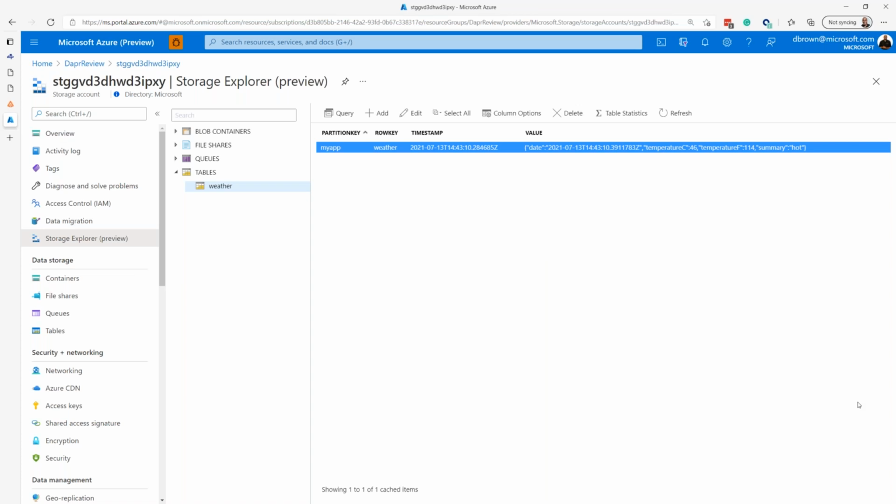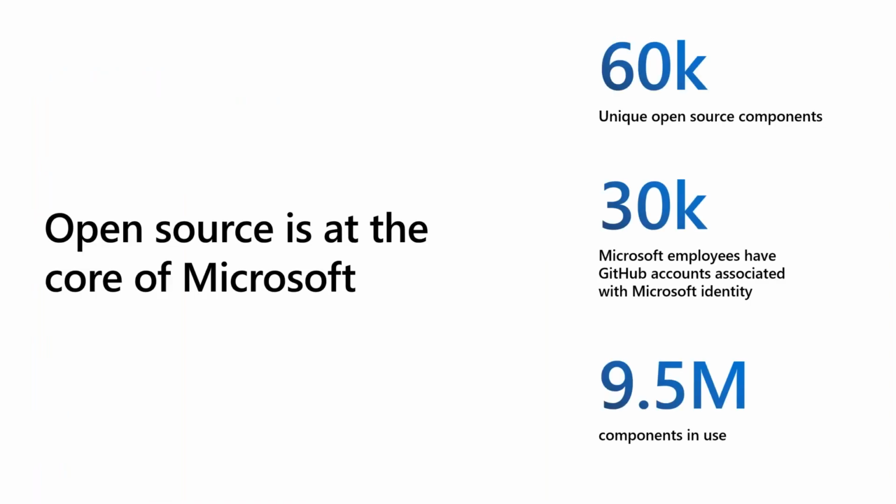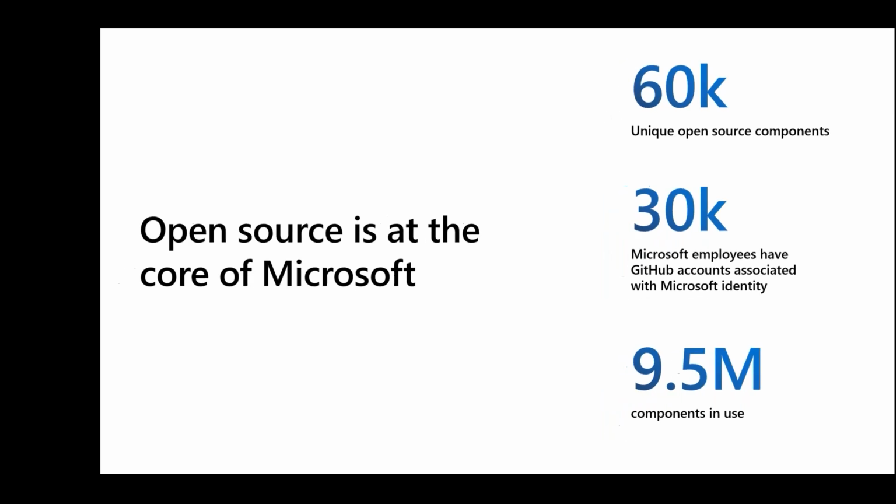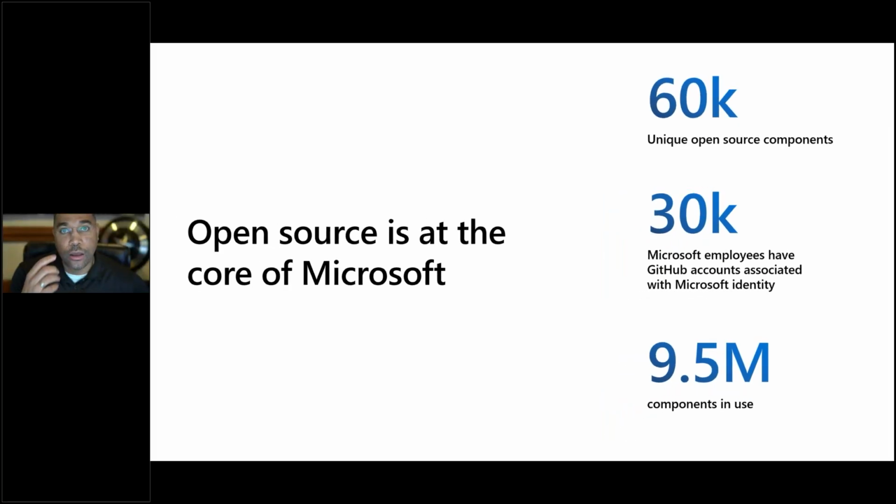What I want to start talking to you about now, since we're going to go to slides, I'll actually turn on my webcam for you as well. We're going to start talking about DAPR because it's an open source project and what Microsoft is doing from an open source perspective. Microsoft is the #1 contributor to open source in the world. Over 30,000 of the employees here at Microsoft have our identities for Microsoft associated to our GitHub accounts, just showing the volume of us that are actively in the open source community.